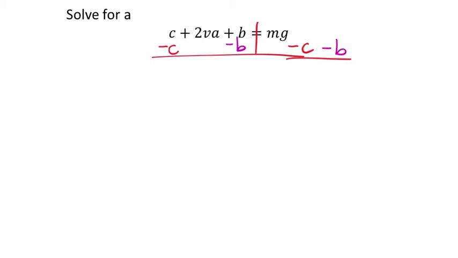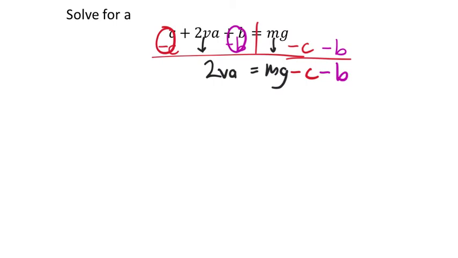So what does that do for us? Well, it's going to isolate my A term, right? Because the C's will zero out. I'll drop my 2 times V times A, which is positive. And then my B term also zeroes out, just like I wanted. So then I'll drop my MG term. And I got minus C and also minus B.